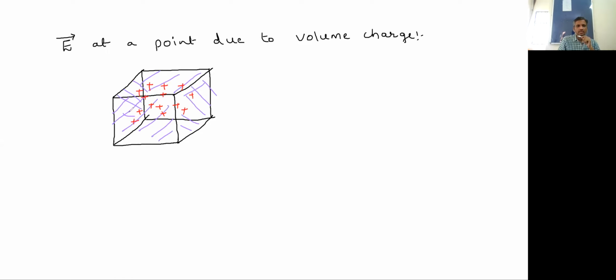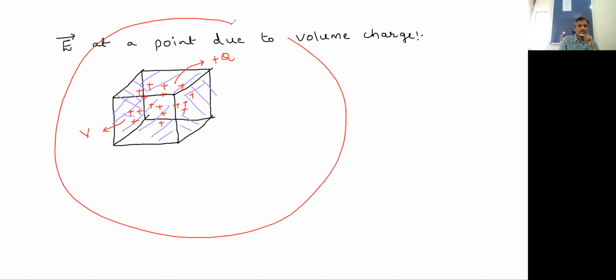If the charges go and occupy the surface, we call that surface charge distribution. Here, the charges are not on the surface, charges are in air itself. This is the total charge, and the volume of this is, let's say, V. Now there is a huge amount of electric field around this particular volume charge. Now, this is the point where you want to find the electric field intensity, which is obviously the differential electric field intensity.